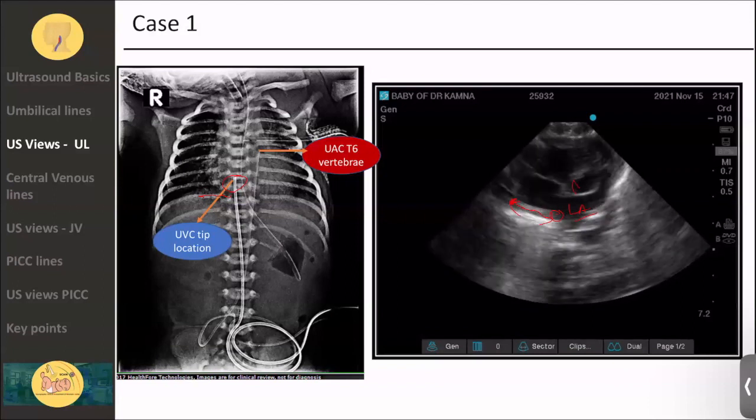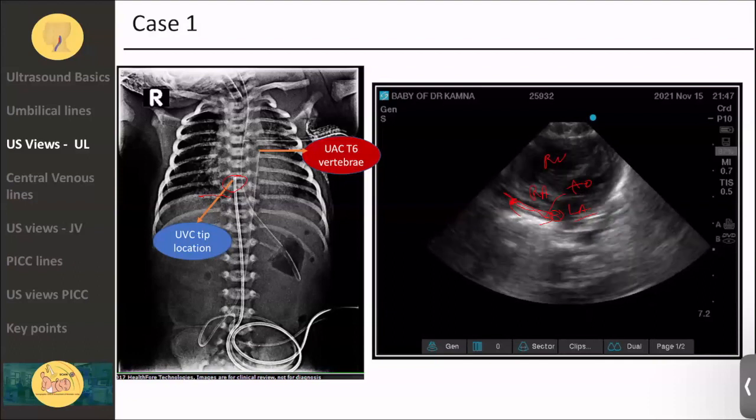Again, I'm revising the view. This is the aorta, the RV, the RA, the LA, and the septum. And you can see that the line is just entering into the LA, and this is the pulmonary artery.